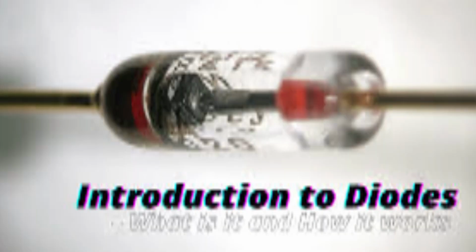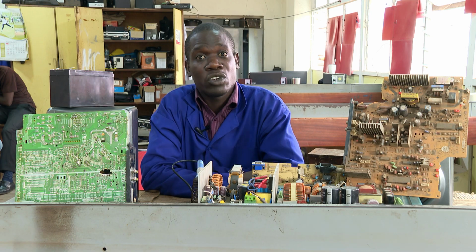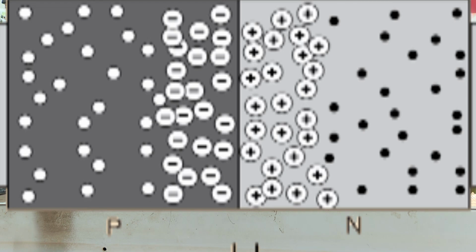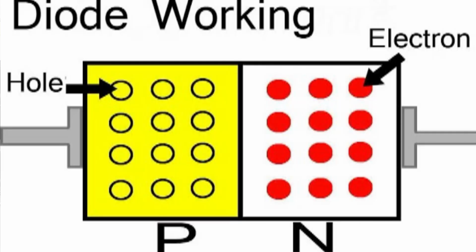I first have to say that a diode is made out of two leads, then it has a black body, and also a white strip surrounding it. Inside the diode, it's made out of silicon, in which, in most cases, they add some material to make it active, or to make the electrons move freely.